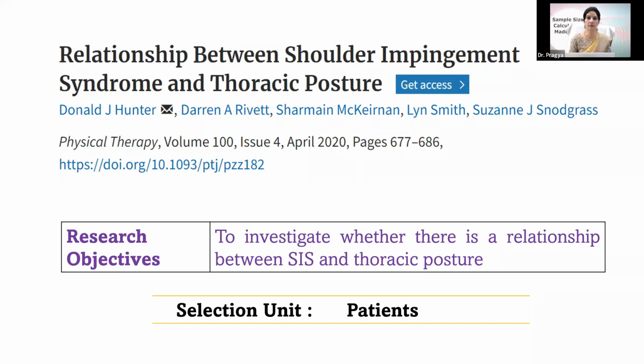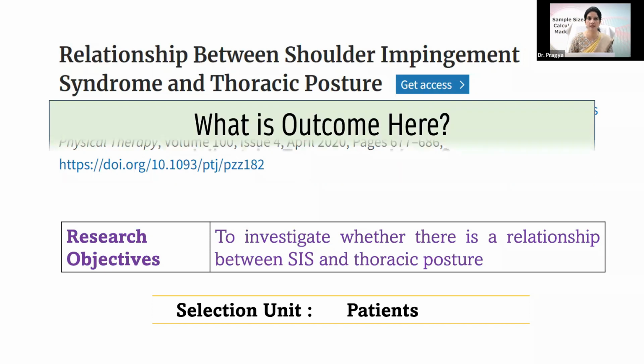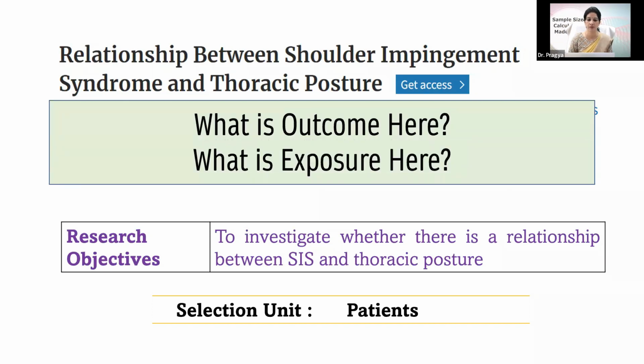So the outcome in this case was the shoulder impingement syndrome, and the thoracic posture was the exposure, which he measured as a Cobb's angle. I think Cobb's angle is an angle which is measured on the X-ray, and it is a continuous measurement. So he has given this input as, I have already told what is the exposure and what is the outcome here.